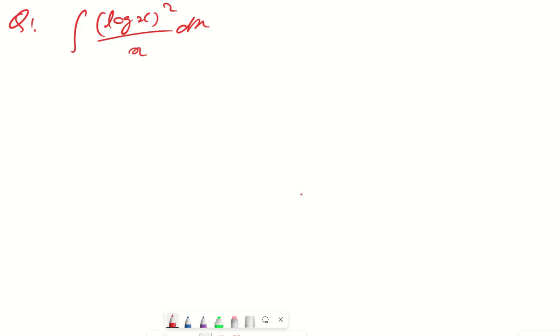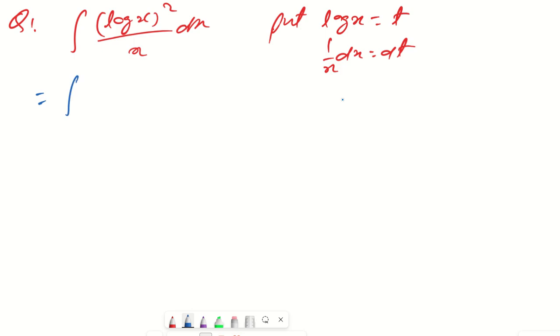The first problem is integration of (log x) whole square divided by x dx. Let us put log x equal to t. Can we do that? Then if you differentiate, what will happen? Differentiation of log x is 1 by x dx, which is equal to dt.